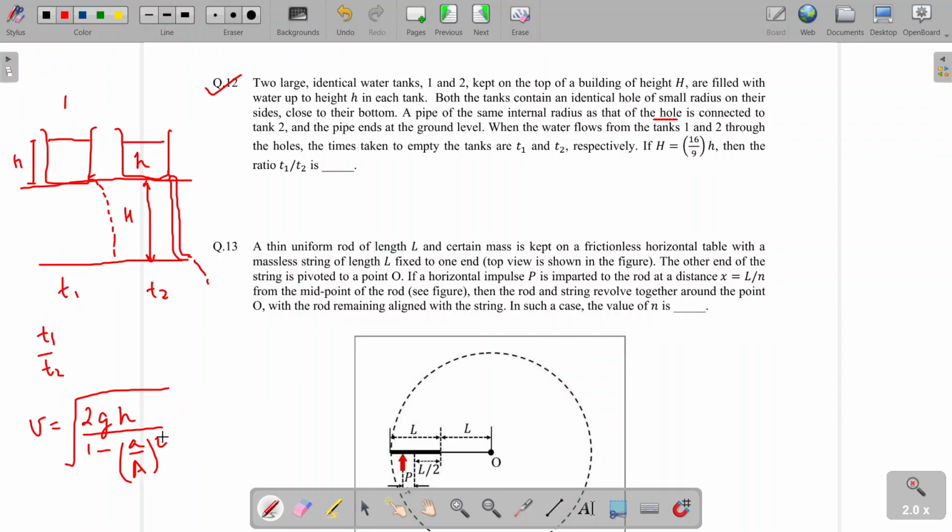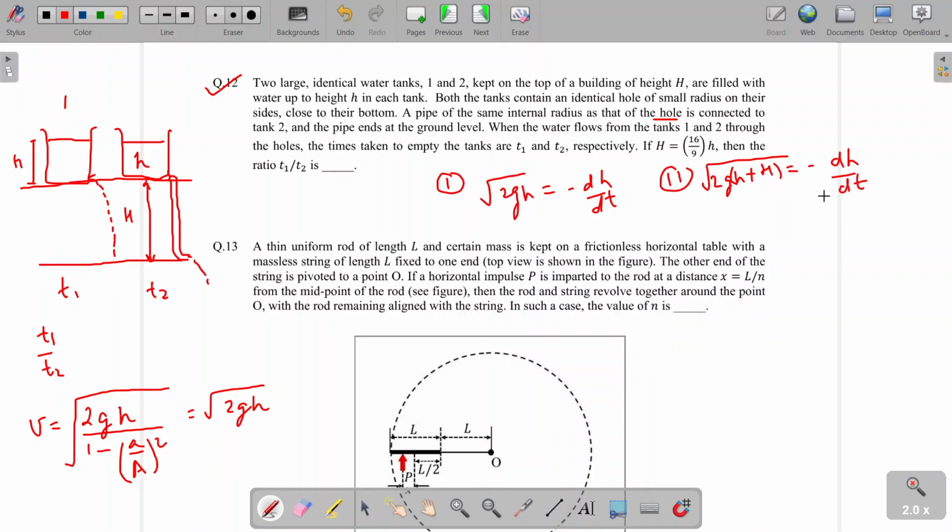So clearly this factor in the bottom is common for both the tanks. It is also said the tank is pretty large, so obviously this factor is ignored and only square root 2gh remains. Now this square root 2gh is responsible for the decrease in height of water per unit time. So this is true for the first tank. For the second tank, the complete height is small h plus a constant capital H, so square root of 2g(h plus H) would be equal to minus dh upon dt.